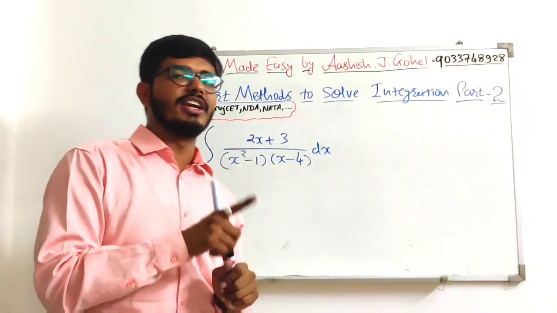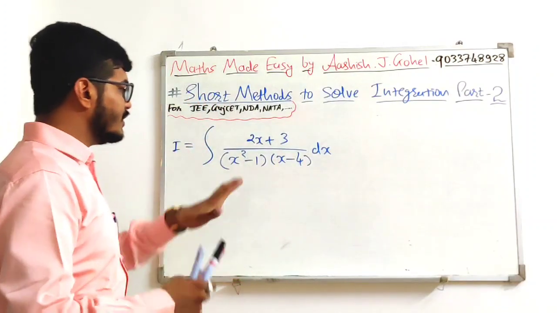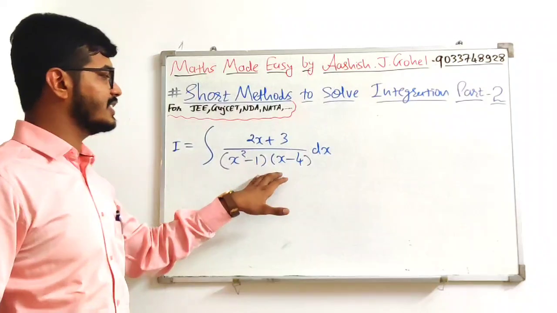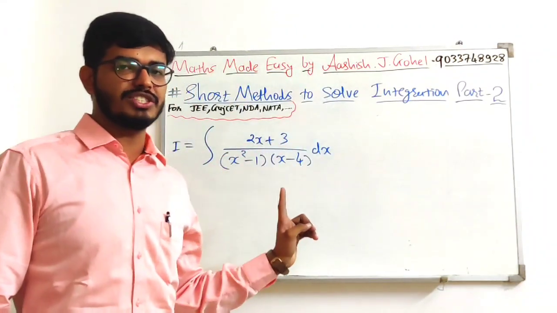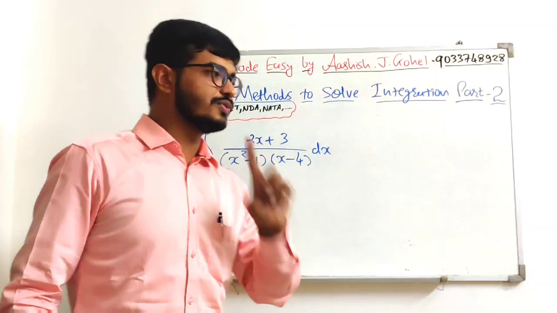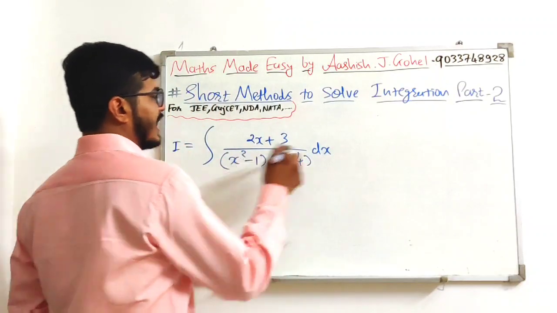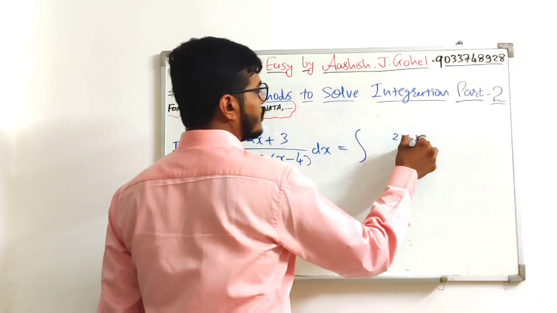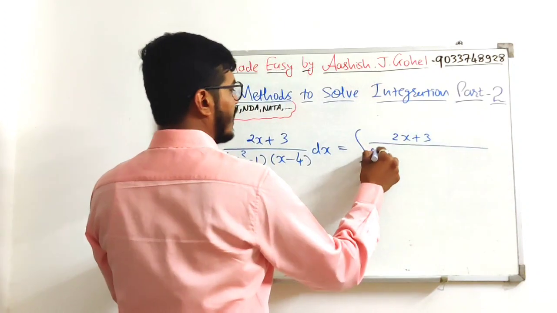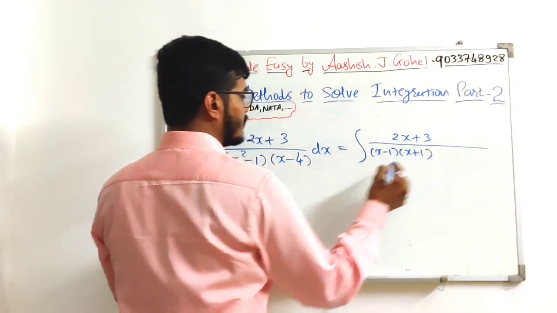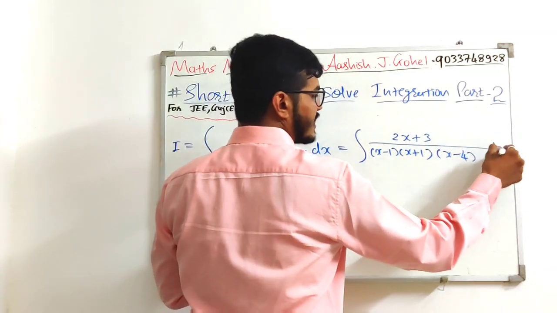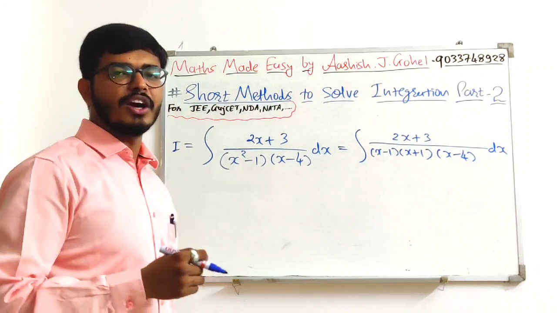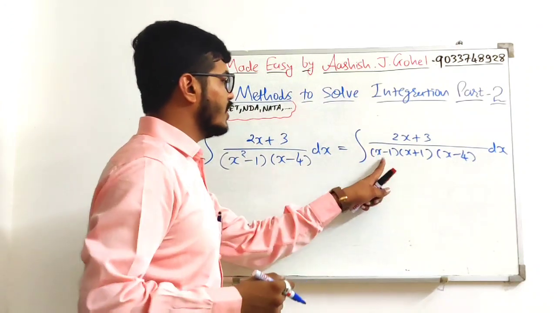Now, as I told you earlier, whatever factors are there in the denominator, those factors must be linear. Only then can you apply this procedure, otherwise not. So the first thing we will do is factorize this. We will get 2x plus 3 divided by (x minus 1)(x plus 1), the factors of x square minus 1, and (x minus 4) dx. Now we are in the format, so we can follow the same procedure.